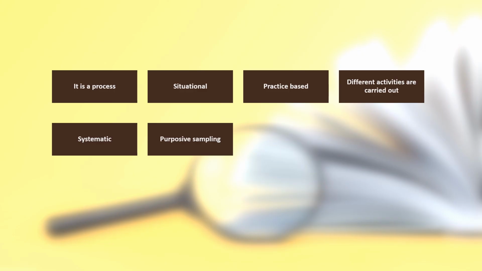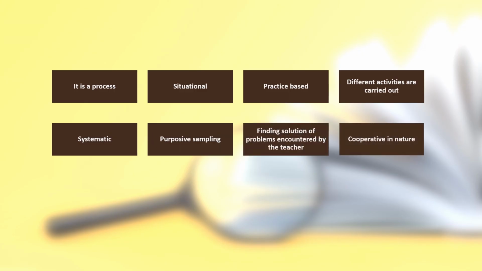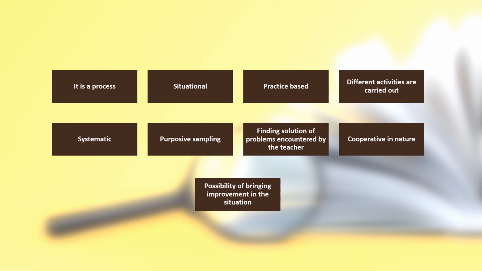And then another characteristic of action research is that it is finding solutions to problems encountered by the teacher, right? You are facing the problem, you will be conducting an activity, and you will be conducting the research, and with that you will come out with the solutions. And it is cooperative in nature. Why is it cooperative in nature? You may seek help from the educational administrators, from your counterparts, from the parents, and you may also seek help from the community and students to arrive at solutions. Then there's a possibility of bringing improvement in the situation.